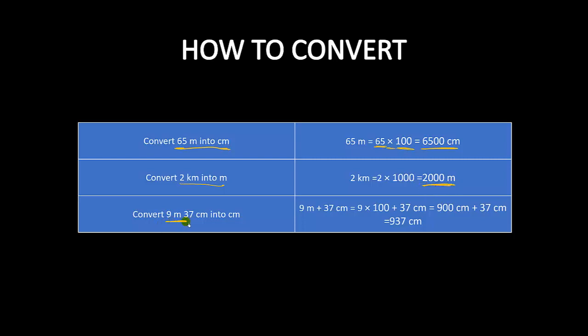Now convert 9 meter and 37 centimeter. Over here, 37 is already in centimeters. Therefore, there's no need to convert that. We're just going to add it to the answer. But we're only going to need to convert 9 meter. So 9 meter plus 37 centimeter is just the same as 9 multiplied by 100 plus 37 centimeter, which is also equivalent to 900 centimeter plus 37 centimeter, and our answer will therefore be 937 centimeter.